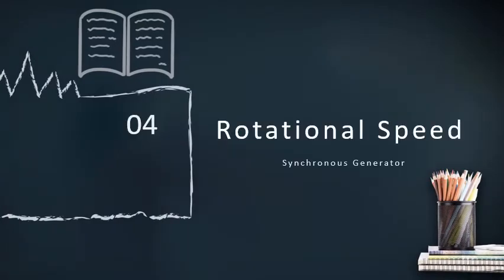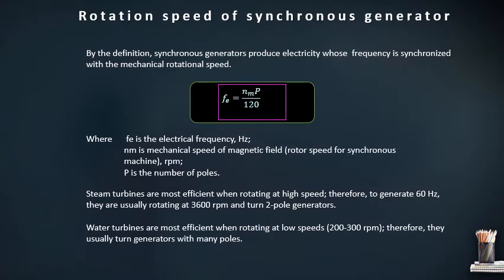Now we will move to the next topic, rotational speed or electrical frequency of synchronous generator. By definition, a synchronous generator produces electricity whose frequency is synchronized with the mechanical rotational speed. So the electrical frequency Fe is equal to Nm times P divided by 120, where Fe is the electrical frequency in Hertz, Nm is the mechanical speed of the magnetic field or rotor speed for a synchronous machine in RPM, and P is the number of poles.